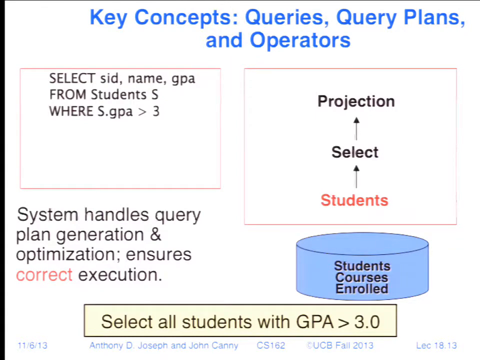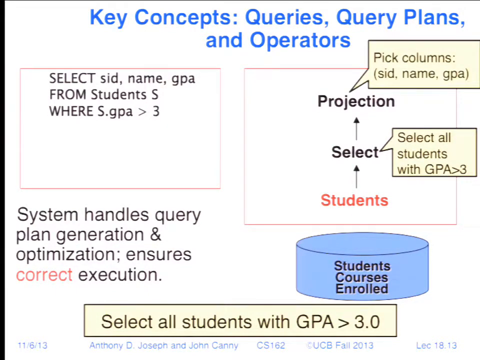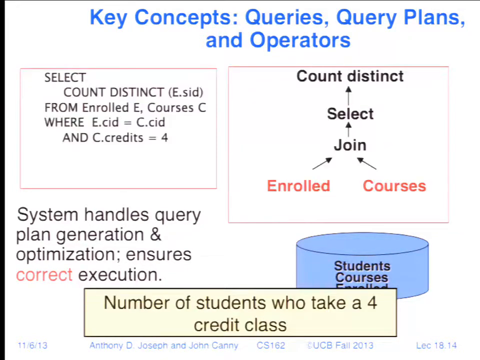So there are actually two different styles of processing of this data flow. One of them is purely bottom-up, one of them is top-down. All right. So select is doing the filtering by GPA, and projection is just pulling out the desired columns.